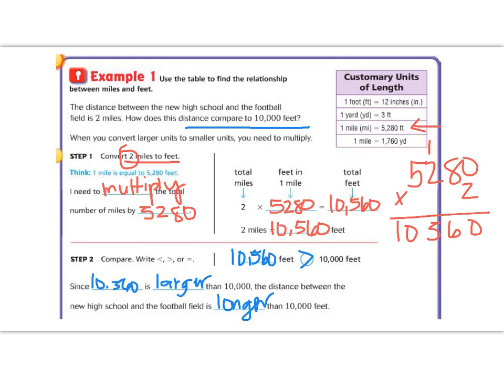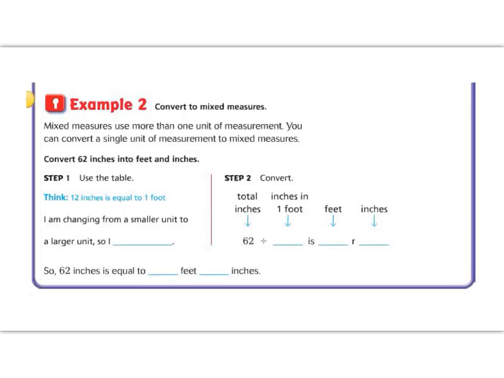Let's continue on to example 2. All right, 5th graders, example 2. Mixed measures use more than one unit of measure. You can convert a single unit of measurement to mixed measures. In this example, we're going to convert 62 inches into feet and inches.